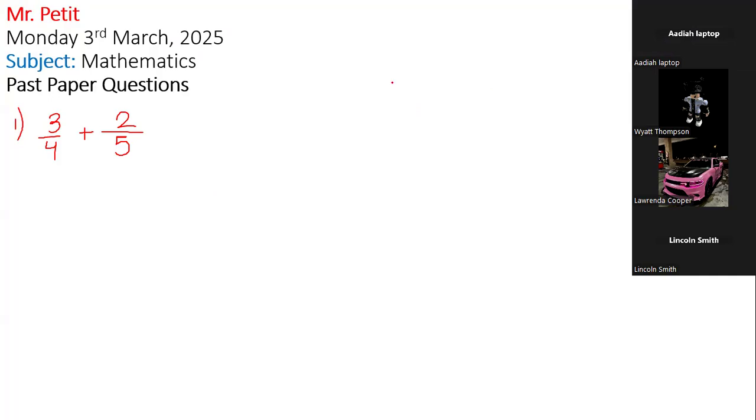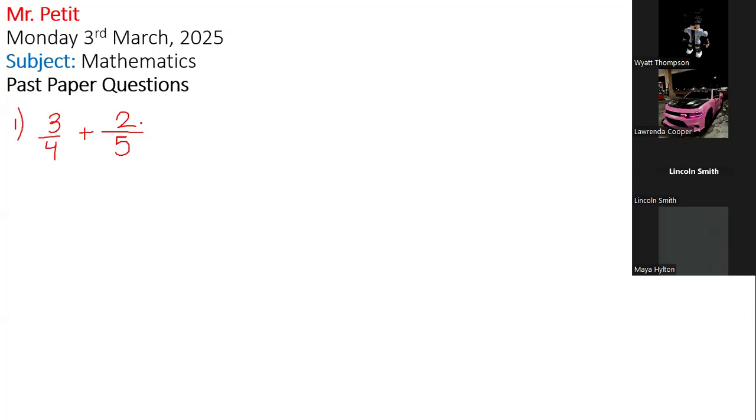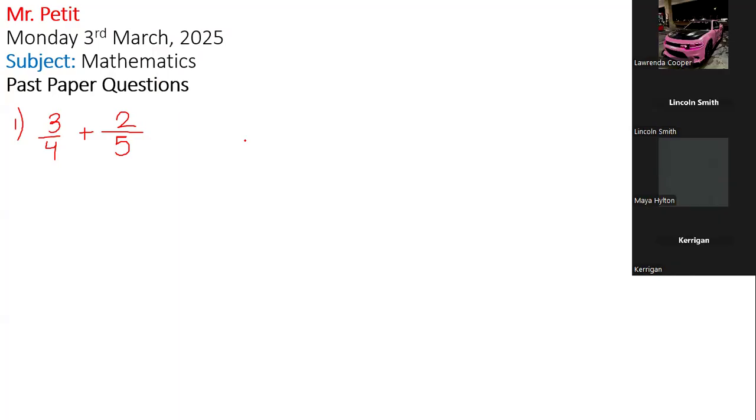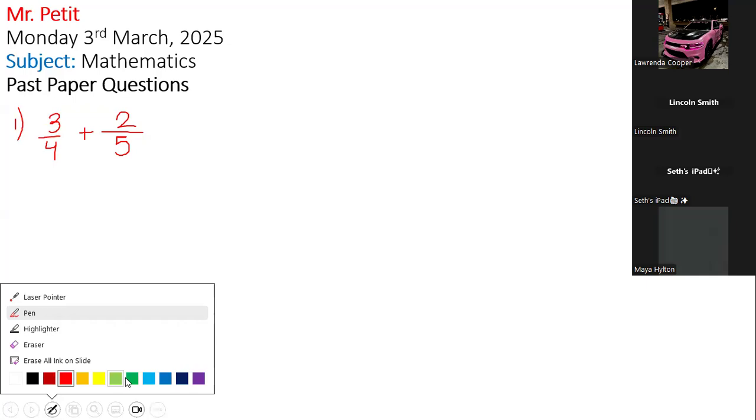Yes, sir. Okay. Do you know how to do this? 3 over 4 plus 2 over 5. I think I do. Okay, how do we do this? So 3 plus 2 is 5 and 4 plus 5 is 9. No, that's not how we do it. Anyone else want to help him? We have to make the same denominator. We have to find the lowest common multiple of 4 and 5.